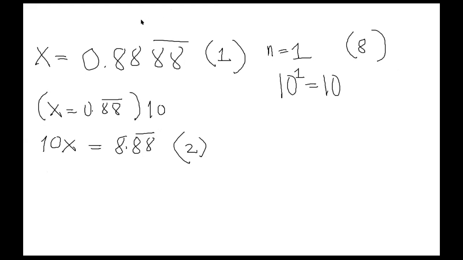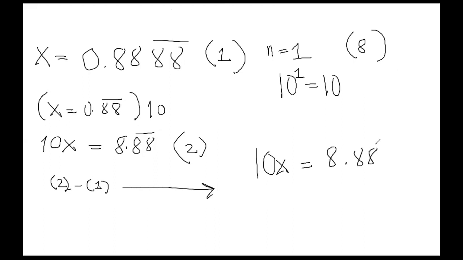So, ang next mong gagawin would be to subtract equation 2 minus equation 1. Okay? So, let's subtract it. Isulat natin dito. 10x is equal to 8.8888 and so on. Okay? How about equation 1? Equation 1 is x equal to 0.8888 and so on. Guys, make sure na pantay yung decimal nyo ha kapag nagsasubtract kayo dito.